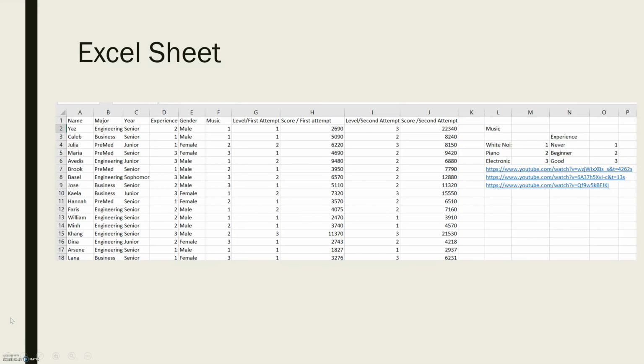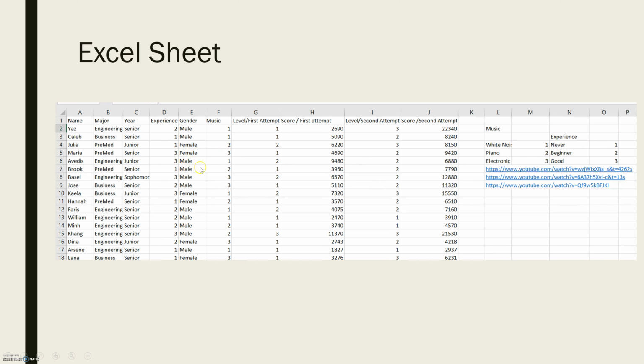And here we have a screenshot of our Excel sheet. As you can see, we have the name, major, year, level of experience, gender, music, level of the first attempt, score of the first attempt, level of the second attempt, and then the score of the second attempt. Let's take an example. We have here Brooke. He's pre-med, a senior, and 1 means, if you look here, he never played it before. 2 is a beginner and 3 is good.